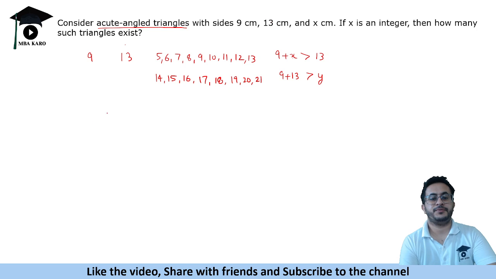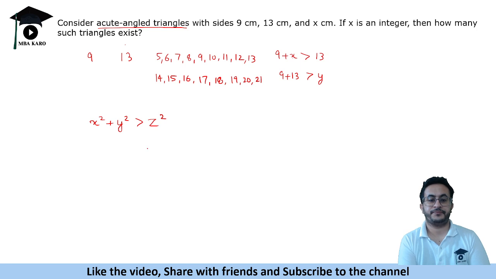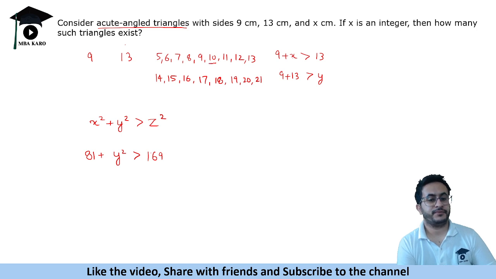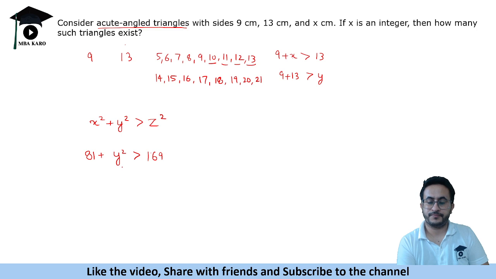Okay, now we need to find the acute angle triangles. So acute angle triangles means x square plus y square should be greater than z square. Okay, so that is the property of an acute angle triangle. Now if we take the largest side as 13, so z is the largest side, this is 169, and this is 81, the third side square should be greater than this. So it can range from 10, because 9 will not satisfy, 10, 11, 12, and we can have 13 also, right?